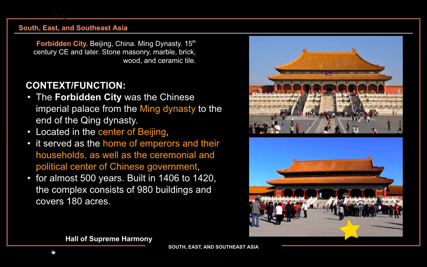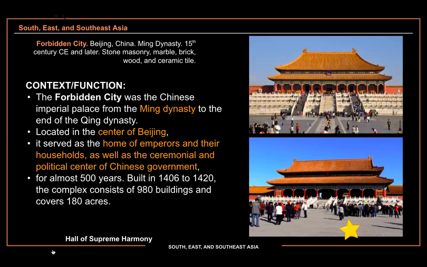So the Forbidden City is an imperial palace that was made from the Ming Dynasty all the way to the, I'm going to pronounce it wrong, the Qi Dynasty. I'm sorry, I don't remember how to say that. Does anyone remember? Qing. Anyway. And it's located in Beijing. And it's obviously, well, maybe not obviously, the Forbidden City was the home of the emperors and their households, as well as the center of politics.